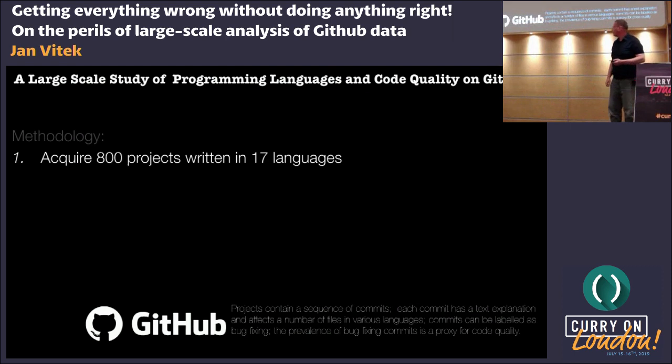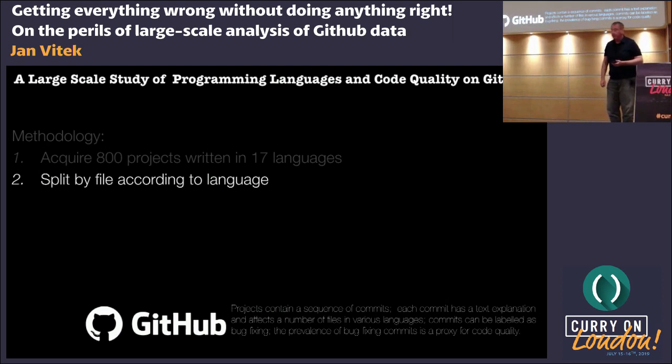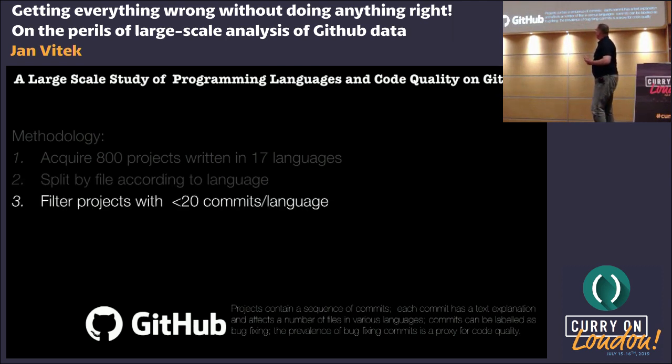So they had 800 projects, and they got all of the commits. So that was 1.5 million commits. And each project may be written in multiple languages, so they split the histories according to the languages. So for each project, if there are 2 languages, they'll split that into 2 streams. And then they throw away projects that have too few commits because they're probably not relevant.